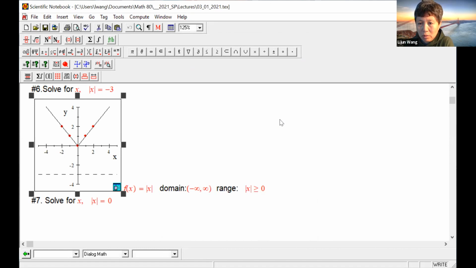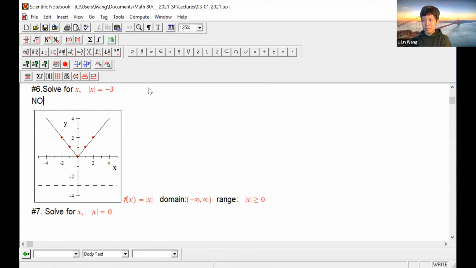Do you follow me? The curve is here. This is the output of -3. It will never produce this output. There's no input to produce that output. Besides, this output is not even in the range. Therefore, what's the answer? No solution.